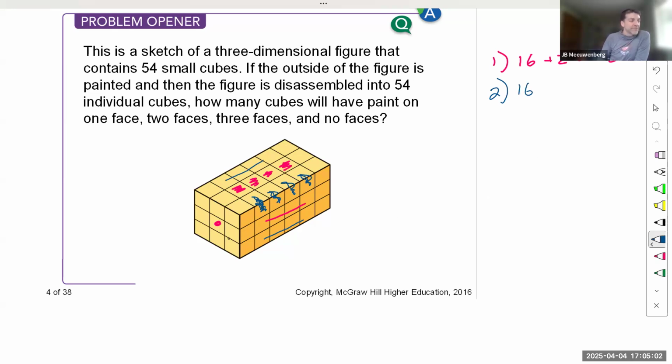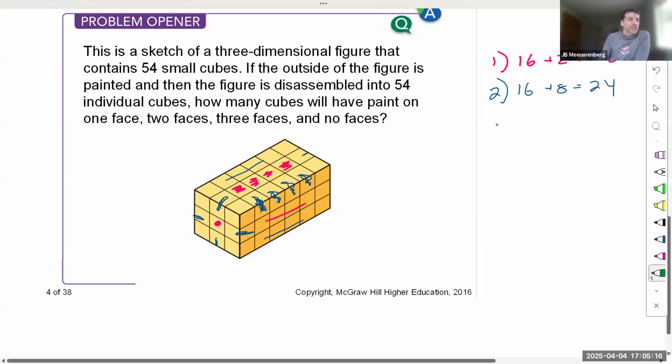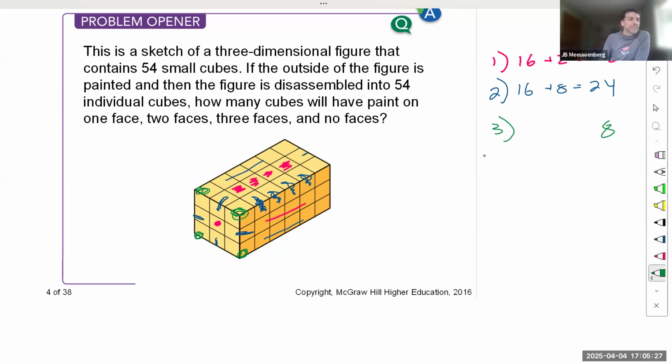So again, that is 16. If I look at this front part, I've got 1 here, 1 here, 1 there, and 1 there. So that's 4, and then another 4 on the back. So that's 8. So that's 24 that have paint on 2 faces. Now let's look at 3 faces. That's going to be the corners. 1, 2, 3, 4, and then another 4 on the back for a total of 8.